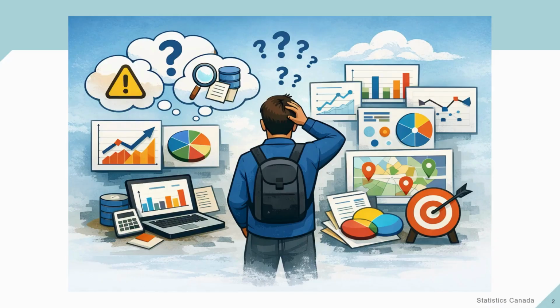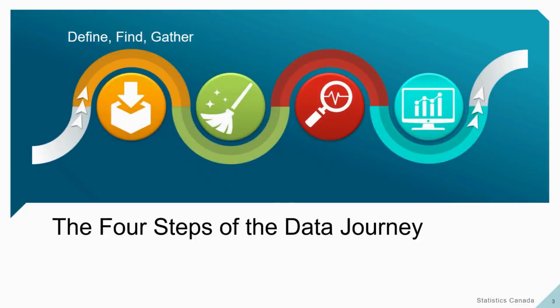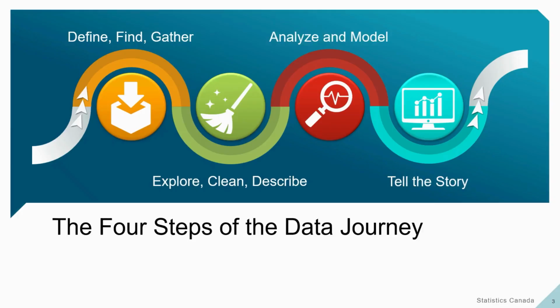It breaks data work into a series of practical stages, helping you move from a question to analysis, to insight, and finally to communication. The 4 steps are: define, find and gather, explore, clean and describe, analyze and model, and tell the story. These steps represent key stages in working with data, but the journey is not always linear. In real work, you may move back and forth between stages, and not everyone will do every step themselves. For example, you might receive data that's already been gathered and cleaned and begin at the analysis stage.